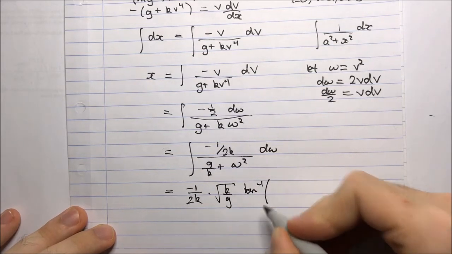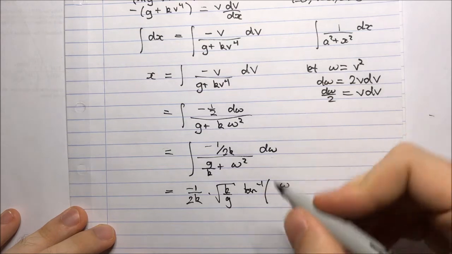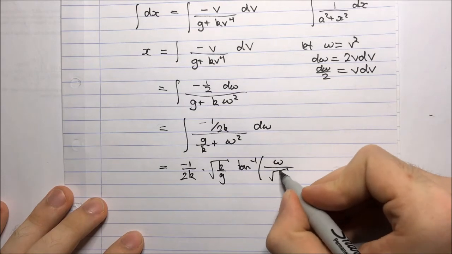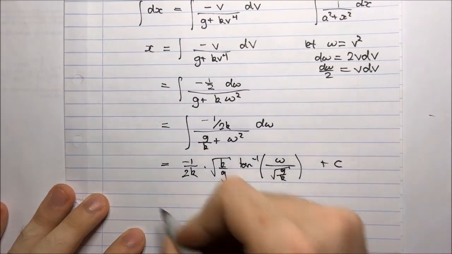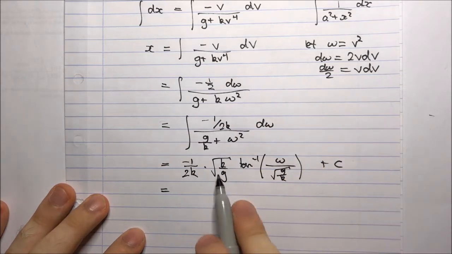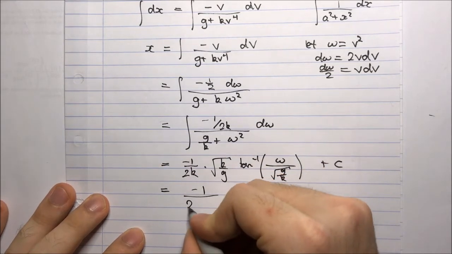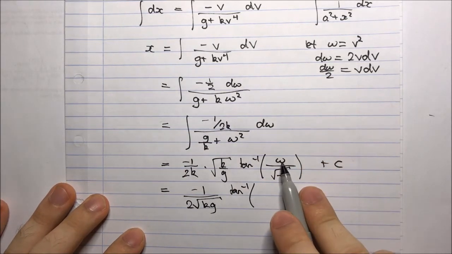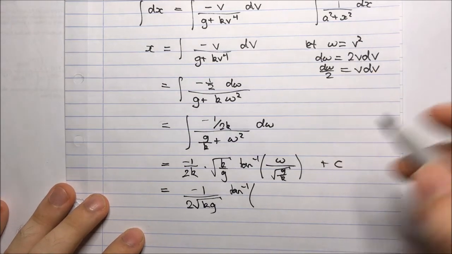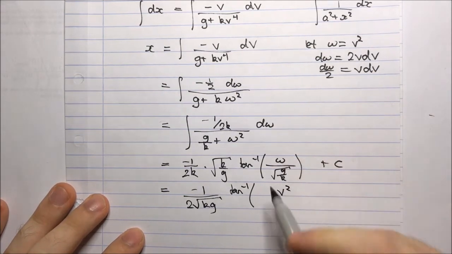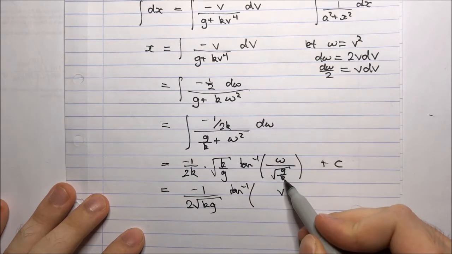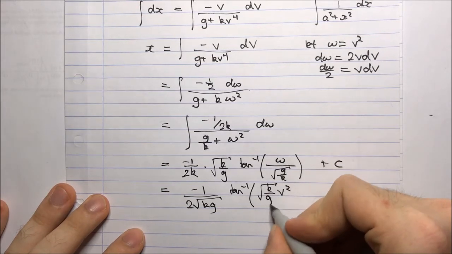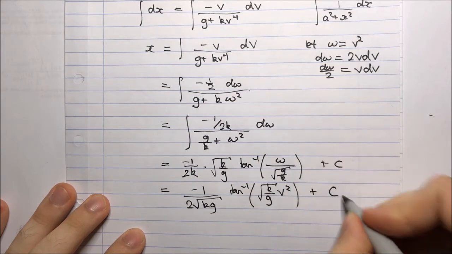Tan inverse of w divided by a, which is the square root of g on k, and I have a constant. I can do a little bit of simplification here, and I'll get -1 divided by 2 the square root of kg, tan inverse. Now, w is equal to v squared, so that's v squared. And here I have the square root of g on k in the denominator, which is really the square root of k on g, plus c.